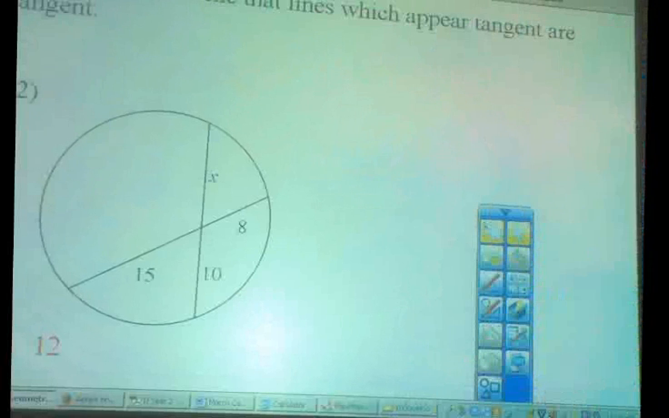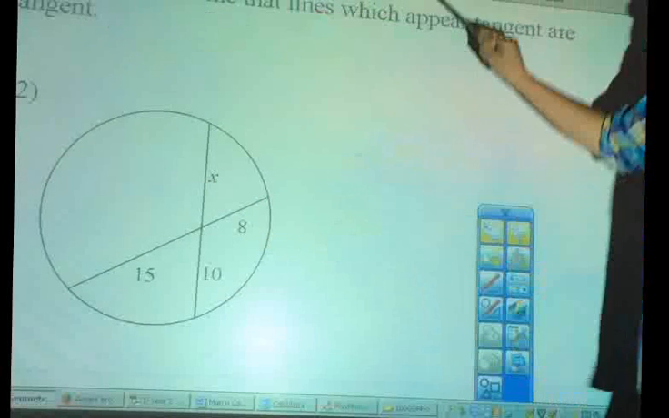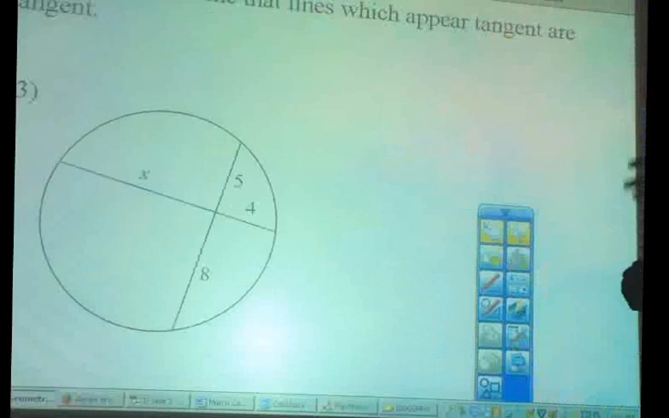So, I got 12, all right? That's the answer you should have got here. Let's give you one more to work on. These ones aren't so bad as long as you get practice. Number 13, all right? Go ahead, pause it, and try this one.